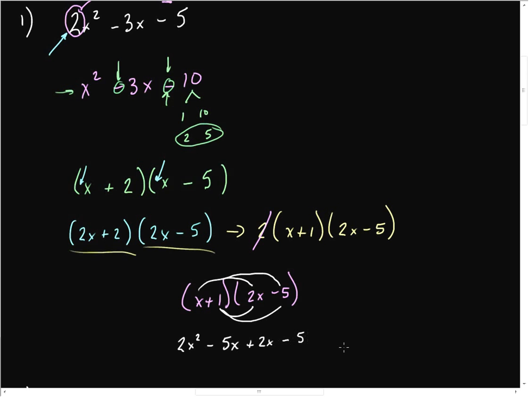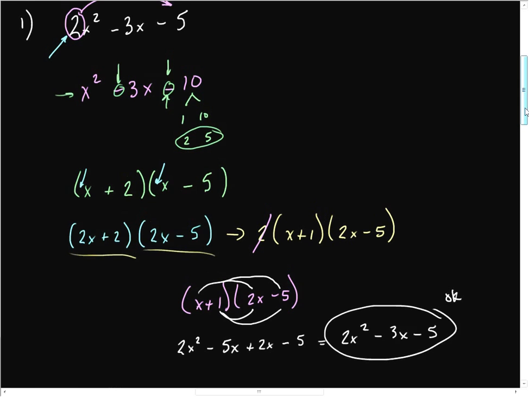Combining like terms, we see it's 2x squared minus 3x minus 5, and we're okay. And so that's the AC method of factoring. That's our first example. Okay, now I'm going to move through the second example a little quicker.